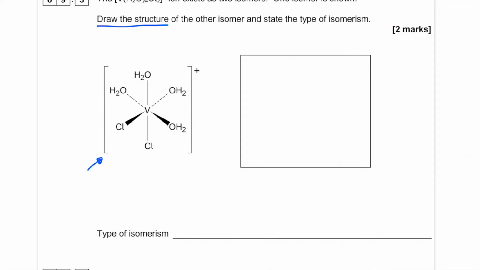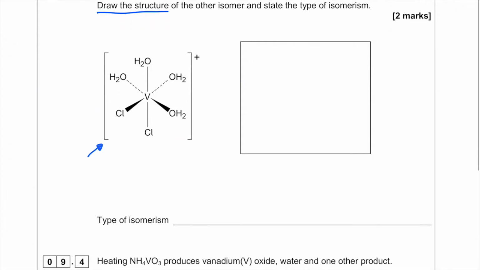Now be careful when naming that type of isomerism. I'll give you a clue. It's going to be stereoisomerism, but you need to say what type of stereoisomerism. Stereoisomerism on its own will not get you the mark.